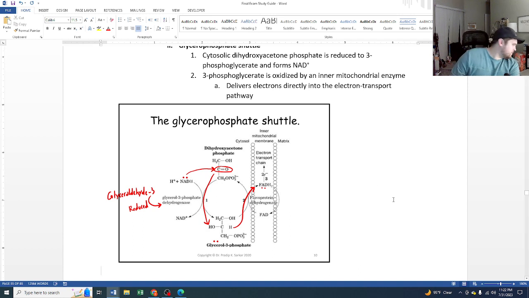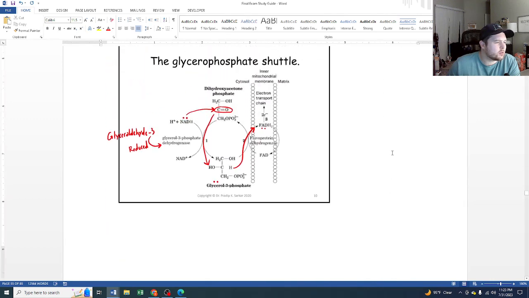So we have our NADH. We use a glycerol 3-phosphate dehydrogenase, and that passes it on to glycerol 3-phosphate, which then has that flavoprotein dehydrogenase, which transfers those electrons to an FAD, turning it into FADH2, and that goes directly into the electron transport chain.